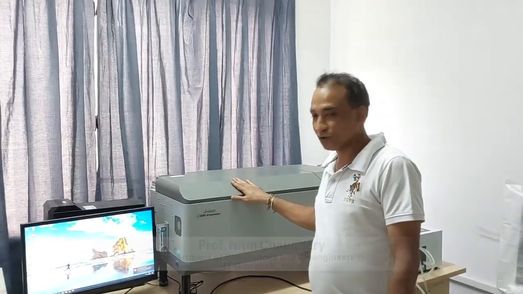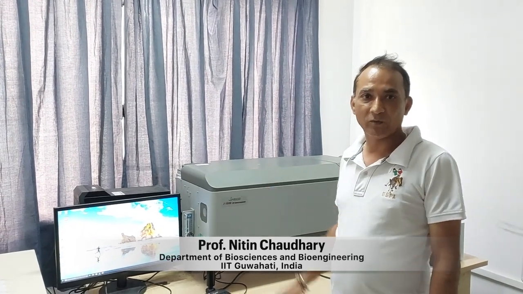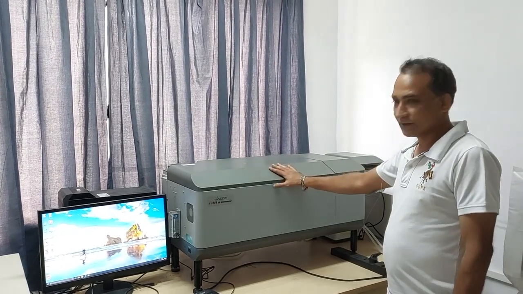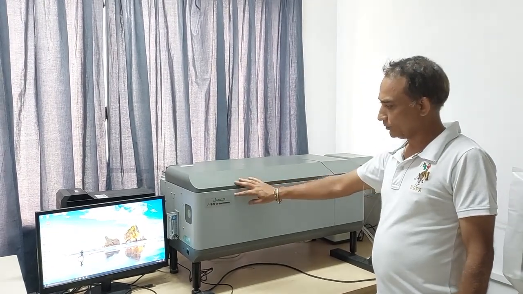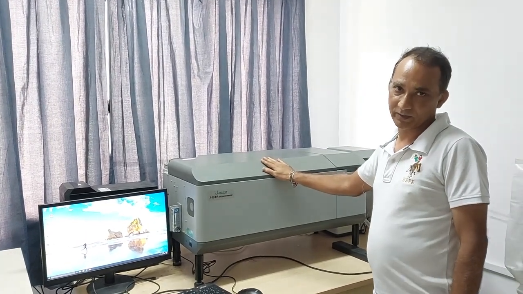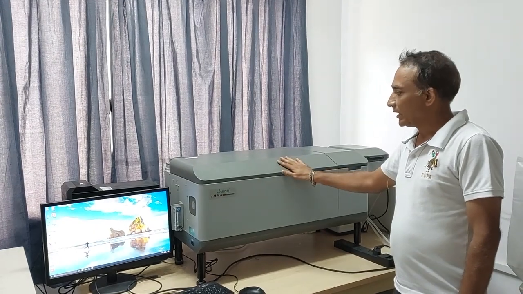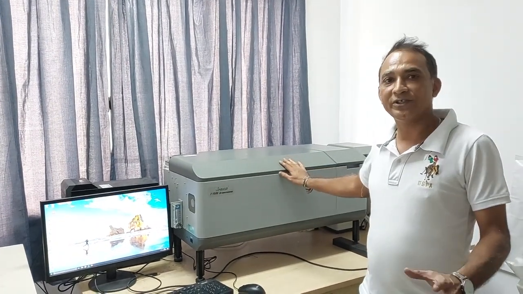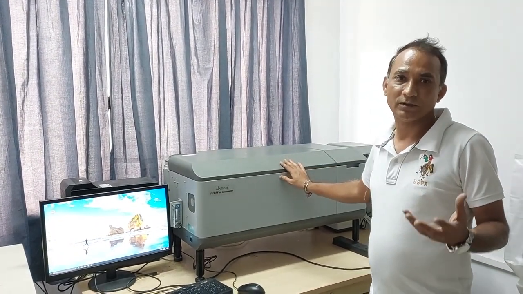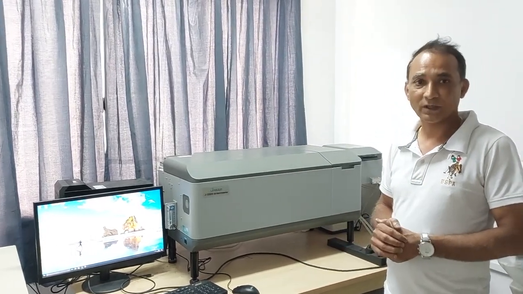Welcome to the demonstration of the CD spectrometer. I am Dr. Nitin Chaudhary, a professor at the Department of Biosciences and Bioengineering, IIT Guwahati. This is a CD spectropolarimeter from JASCO, and this is what we will be using for recording the electronic CD spectra for some proteins or peptides. A far UV CD spectrum is mostly used for studying the secondary structural elements in a protein or peptide sample.